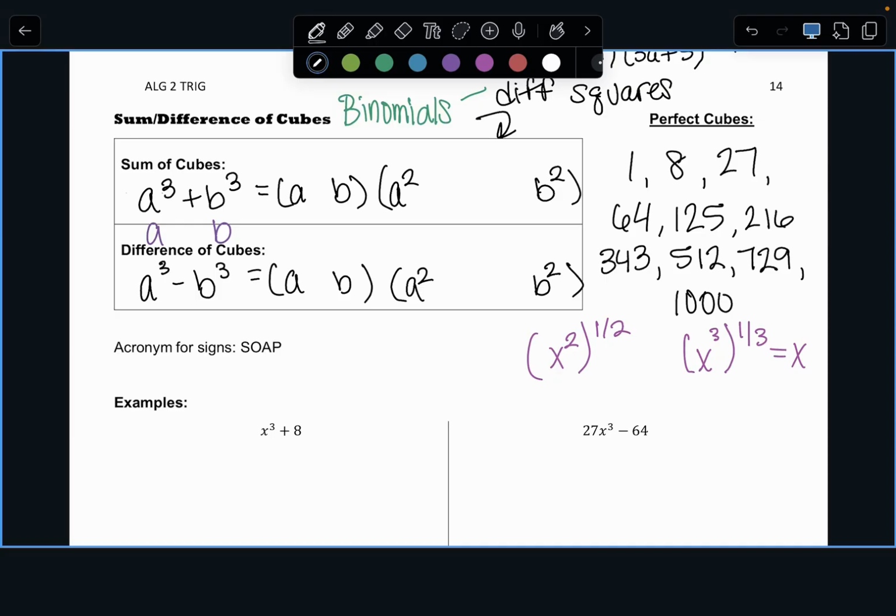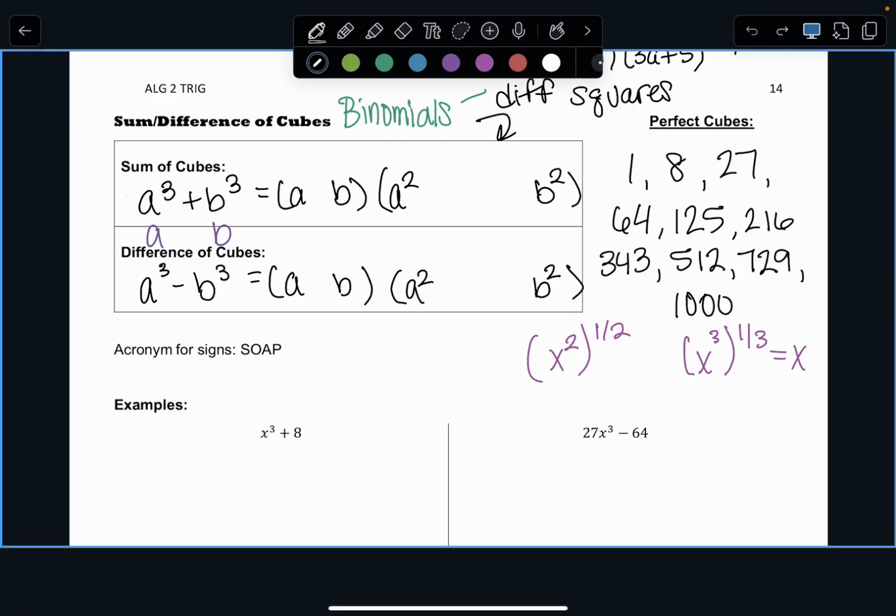Then your middle term is these two numbers multiplied together. So A times B, AB. So that is your general setup for any difference or sum of cubes. That's the hard part to memorize. Luckily, it's the same for both. The easier part to memorize is what signs go in between.